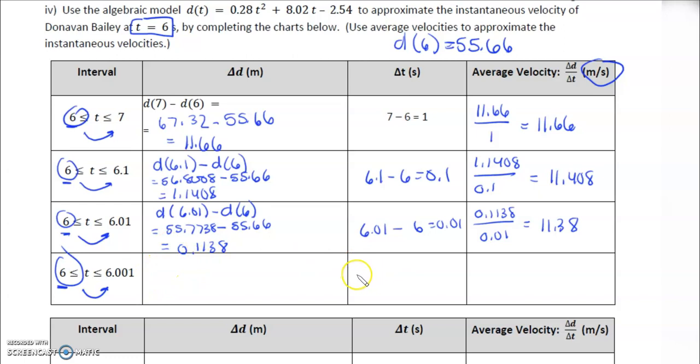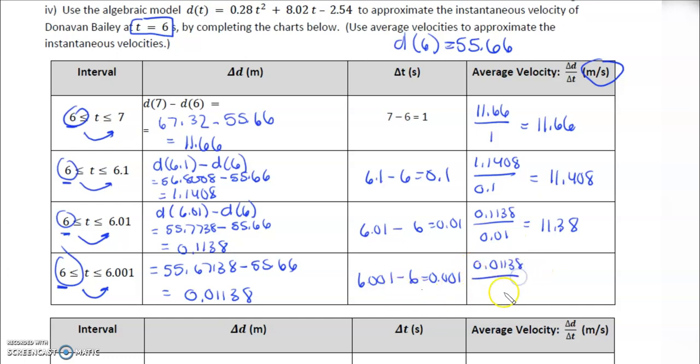Okay, 6.001. I'm going to get the numbers 55.67138. We're going to subtract 55.66, and we get 0.01138. So if we were to divide these, we get 0.01138 divided by the difference, which is 0.001, and we get 11.38 again. Probably more decimals here, which is absolutely fine. However, we're going to just round to those 2 decimals. This one we rounded to 3, that's totally fine too. But we can see a trend now.